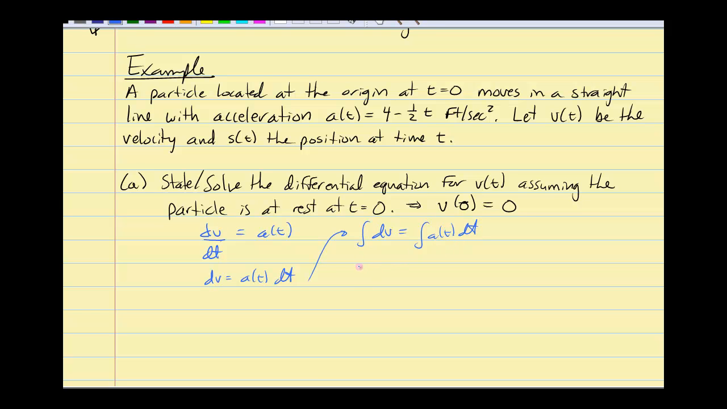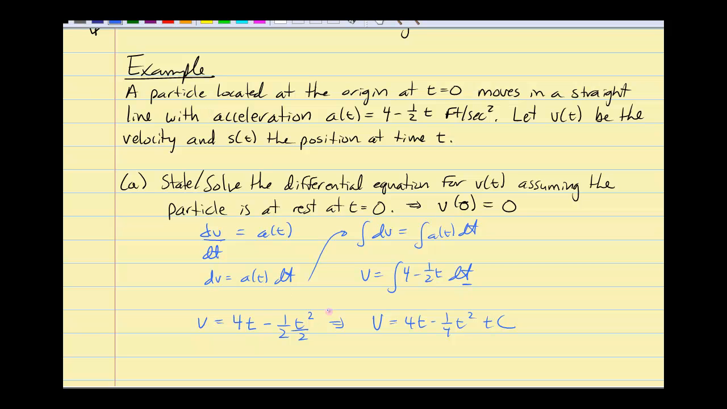The integral of dv is v. The integral of a of t would be the integral of 4 minus 1/2 t dt. So we have velocity equals the integral of 4, which is 4t in this case, because remember the integral of a constant is the constant times the variable of interest, which in this case is t, minus 1/2 t squared over 2. Rewriting, velocity equals 4t minus 1/4 t squared plus c, my constant of integration.